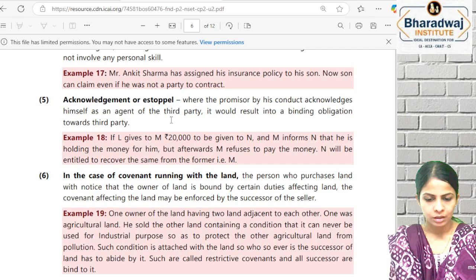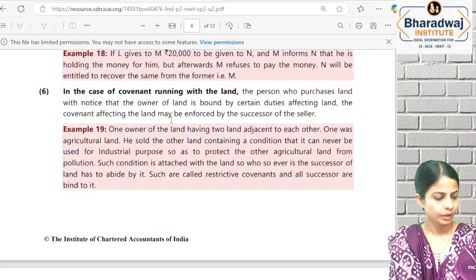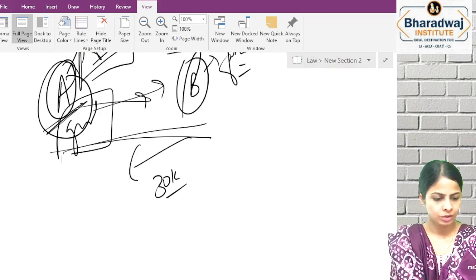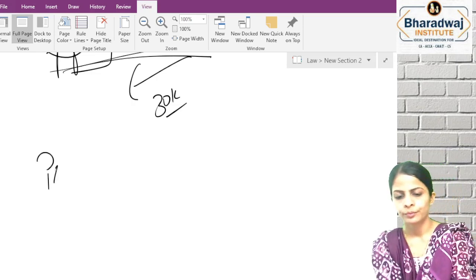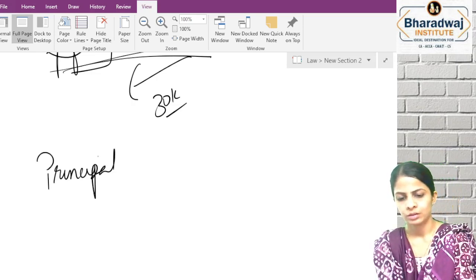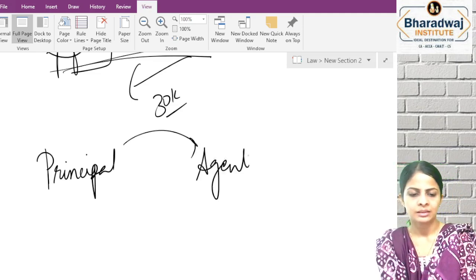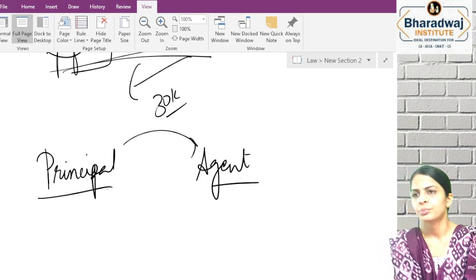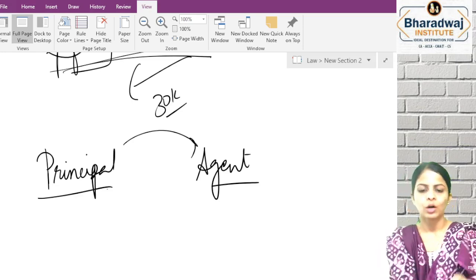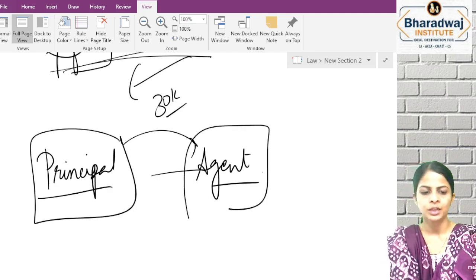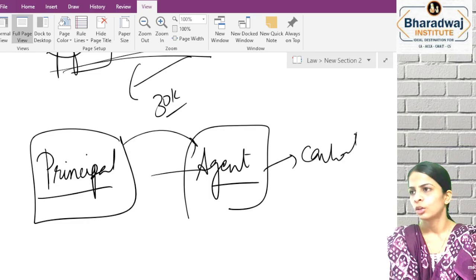Next is contract by agent. Now, what is the agent? What does the agent do? There is a principal and there is an agent. Whatever instructions the principal gives, the agent has to follow. And on the basis of that only, the agent enters into a contract.